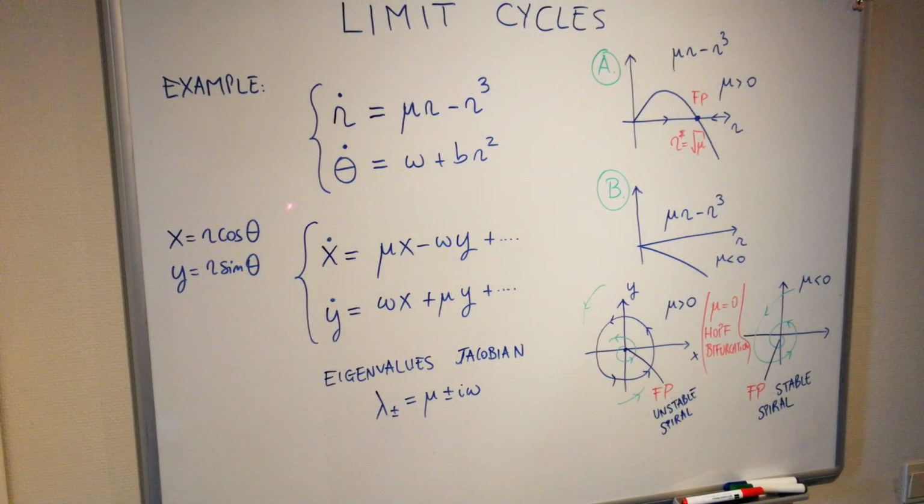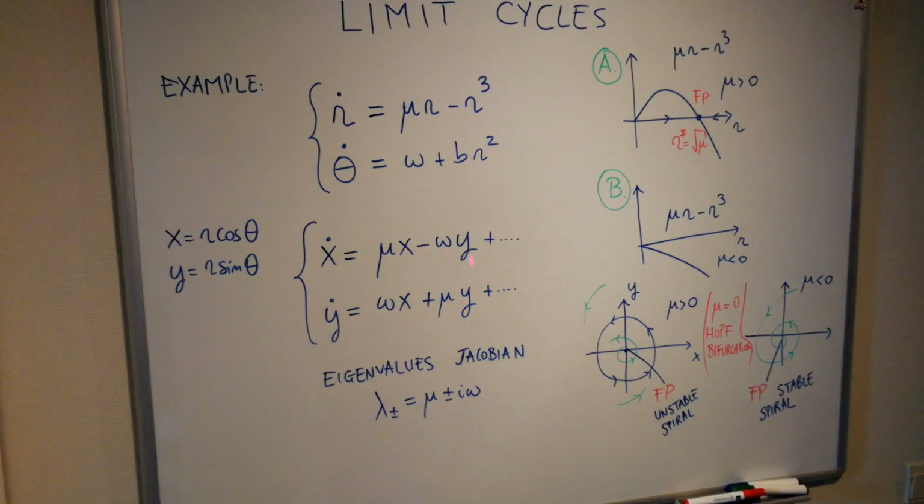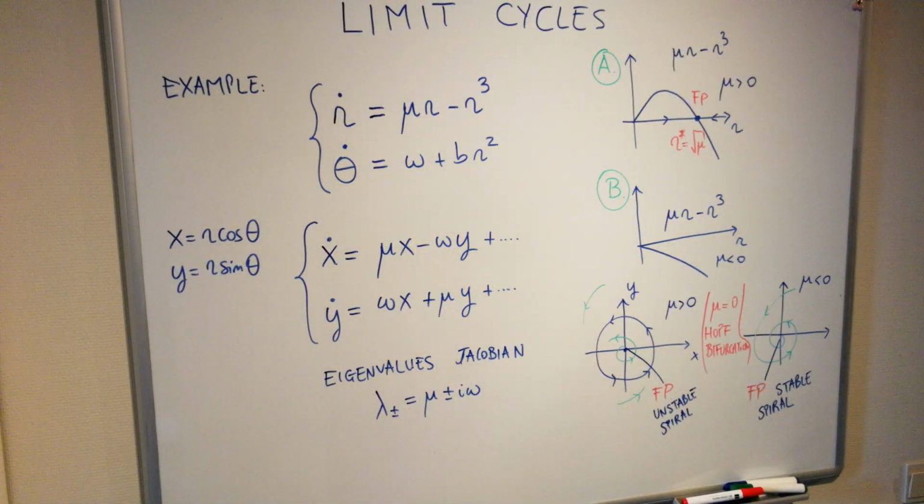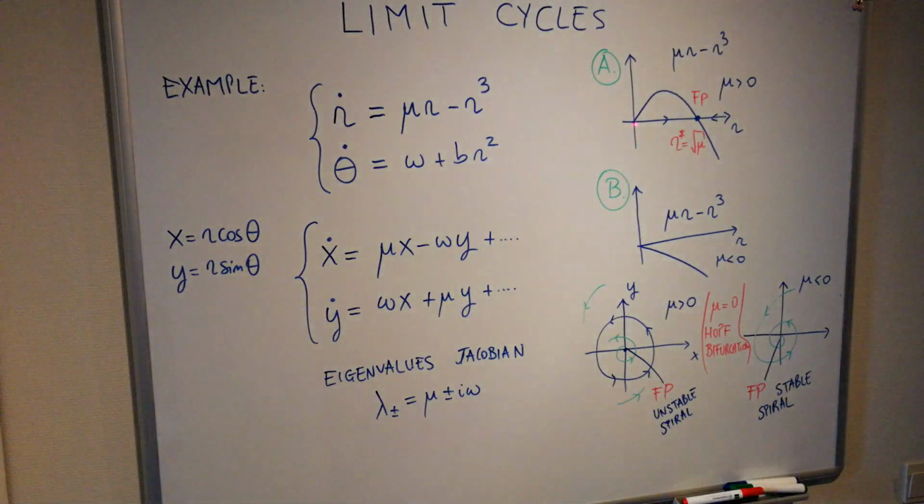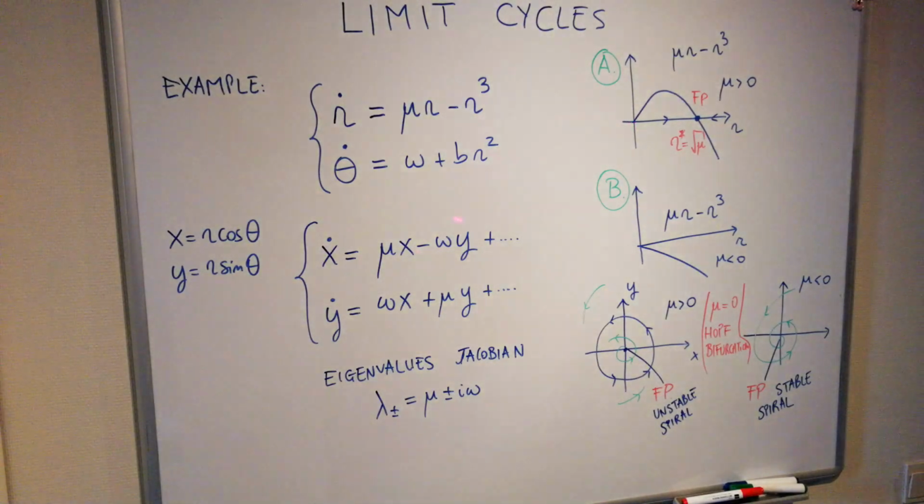Okay, so we can also analyze this system in Cartesian coordinates. We change variables, and instead of r and theta, we work with x and y. This is the differential equation transformed. There are dots here that are higher order terms. Here I want to specifically analyze what happens for x and y small, so I'm looking around the fixed point at the origin. I can read off the Jacobian matrix: mu on the diagonal, and omega, minus omega off the diagonal. The eigenvalues can be calculated immediately: mu plus or minus i omega.